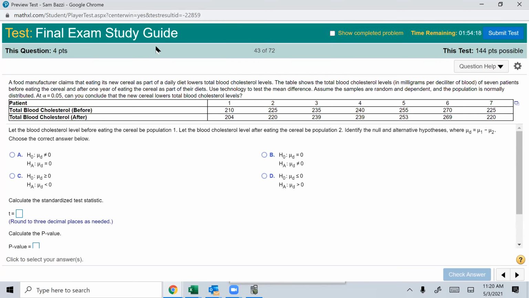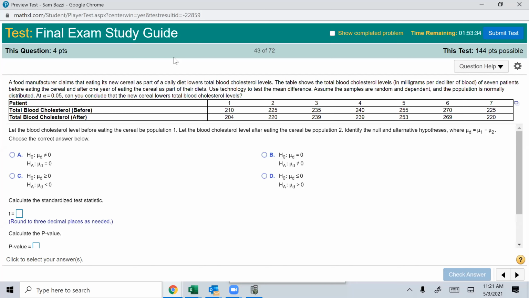Now we're testing comparing two means. A food manufacturer claimed that eating its new cereal as a part of a daily diet lowers total blood cholesterol levels. The table below shows the total blood cholesterol levels in milligrams per deciliter of blood of 7 patients before eating the cereal and after 1 year of eating the cereal as part of their diets. Use technology to test the mean difference. Assume that the samples are random and dependent and the population is normally distributed. At alpha equals 5%, can you conclude that the new cereal lowers total blood cholesterol levels?